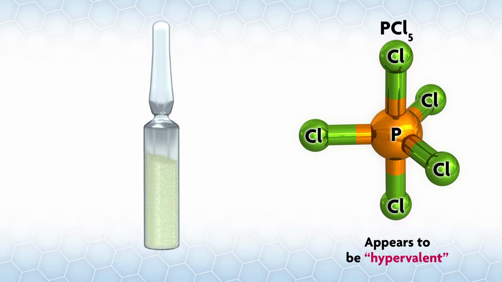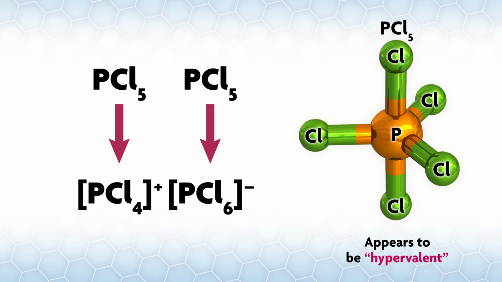PCl5 is a colorless or often slightly yellow solid. There's evidence that at high concentrations and in the pure compound, the chloride ion may be transferred from one PCl5 to another to make a cation-anion pair, PCl4+, PCl6-. Other metastable forms have been identified as well. At low concentrations, it can just be neutral PCl5.